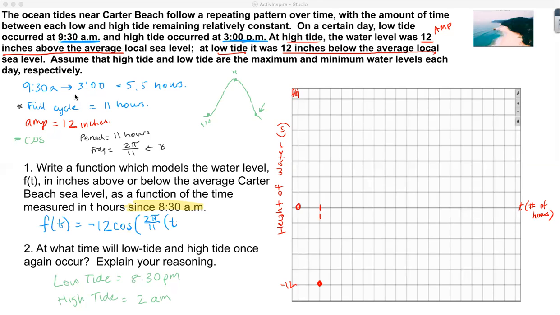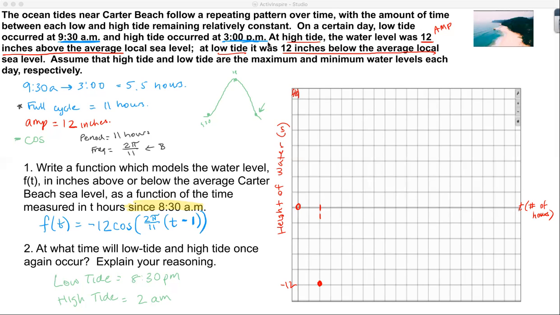But again, remember, there is this horizontal translation. This graph has been translated horizontally by 1. So we need to indicate that here in parentheses. So we write t minus 1. Now there is no vertical translation here, right? The midline is just at 0. So that's what our function is going to be. F of t is equal to -12 cosine, parentheses, 2 pi over 11, parentheses, t minus 1.